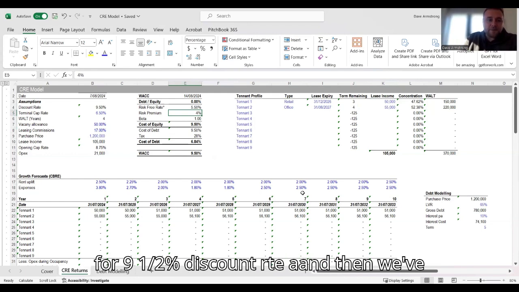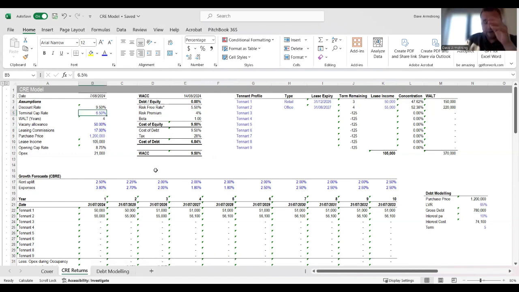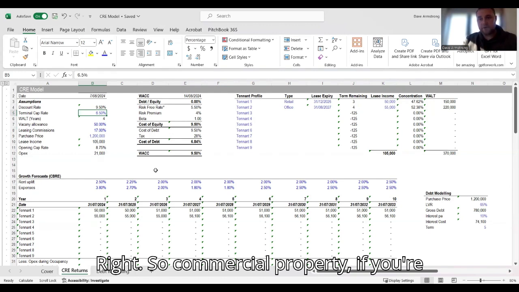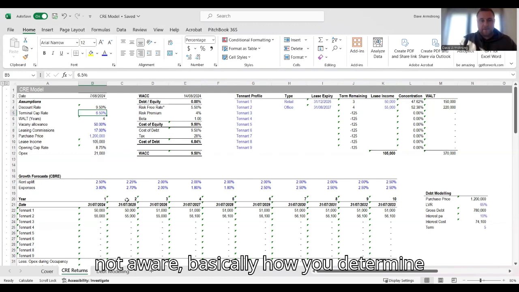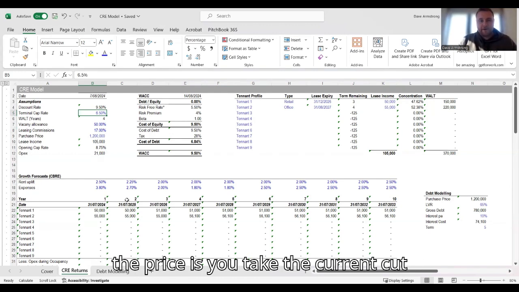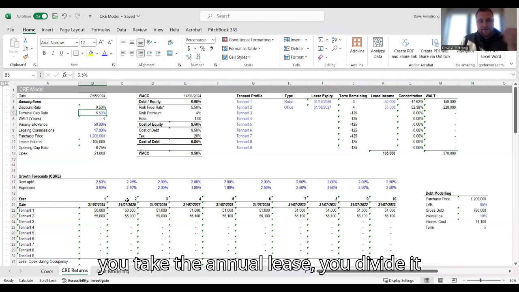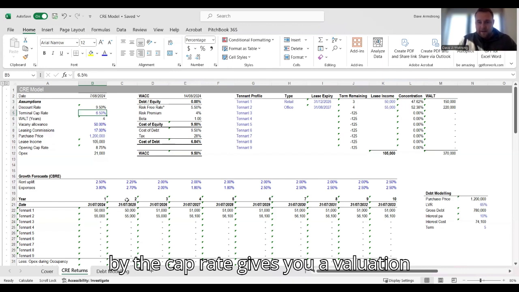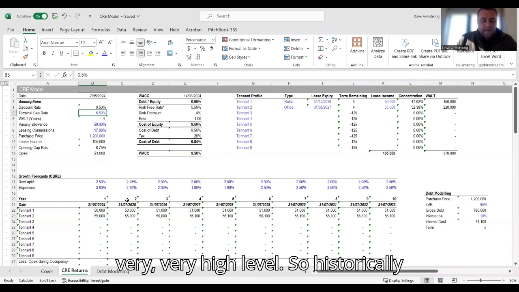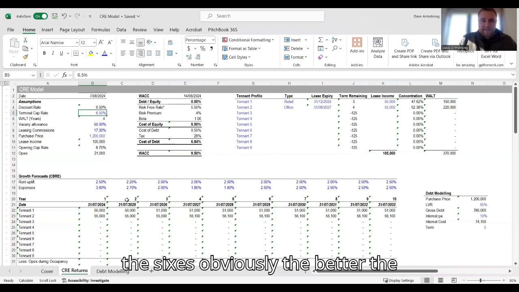So we've gone for a 9.5% discount rate, and then we've applied what's called a terminal cap rate. In commercial property, if you're not aware, how you determine the price is you take the current cap rate in the market for that particular asset. So let's say 7 to 8% at the moment. You take the annual lease, divide it by the cap rate, and it gives you a valuation. Very, very high level. Historically they've sat at 6s.